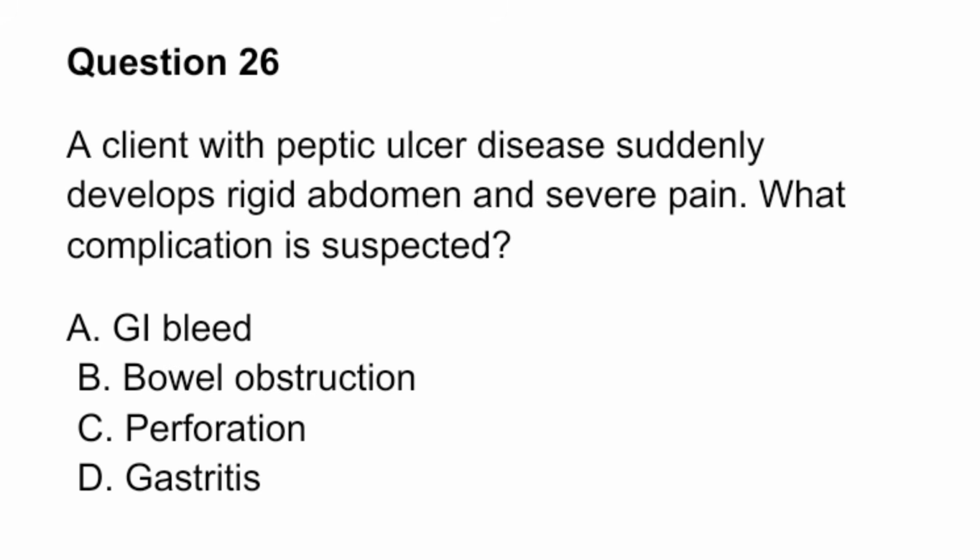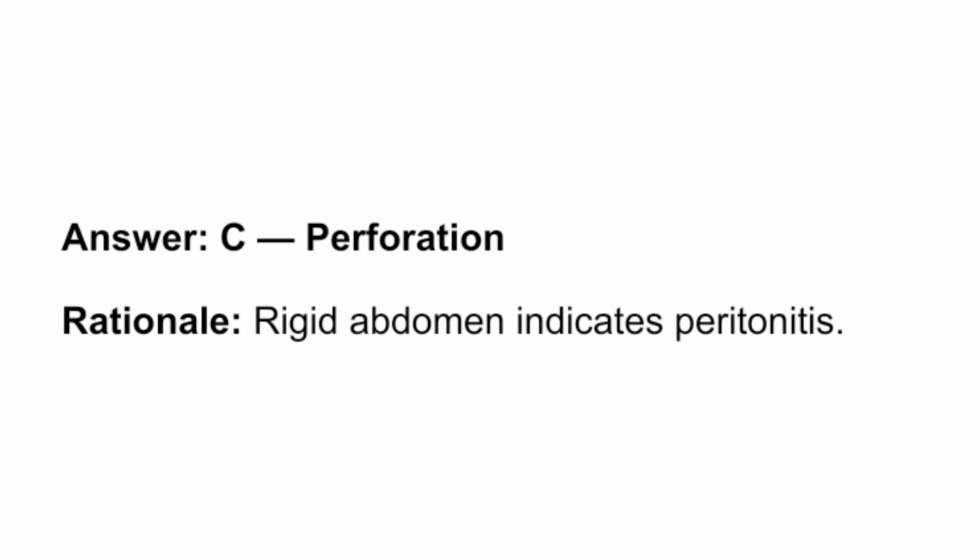Question 26. A client with peptic ulcer disease suddenly develops rigid abdomen and severe pain. What complication is suspected? A. GI bleed. B. Bowel obstruction. C. Perforation. D. Gastritis. Answer C. Perforation. Rationale: rigid abdomen indicates peritonitis.